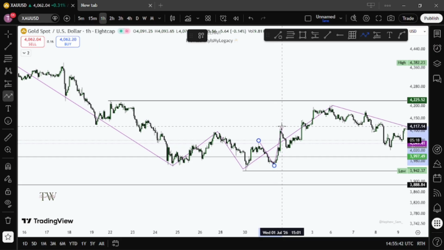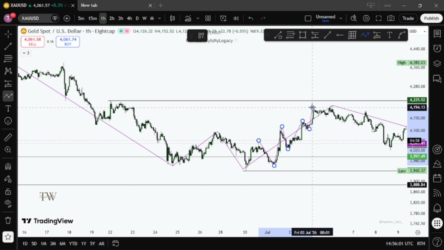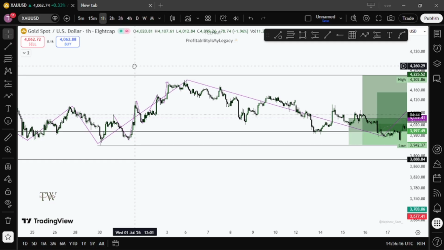You see that we got a break inside here. We got a break inside here. Okay, we got another break. We got another break. Okay, we got up to 3 internal break of structures inside this one move. When you want to count the internals in an external, you're going to count from the right hand side for an uptrend. This is an uptrend. This is the signal, where we had that change of character.